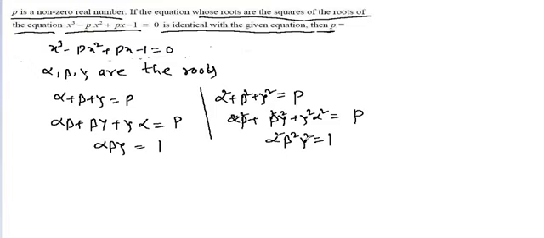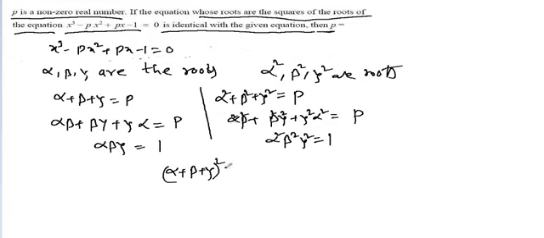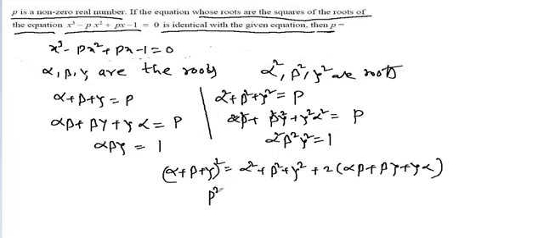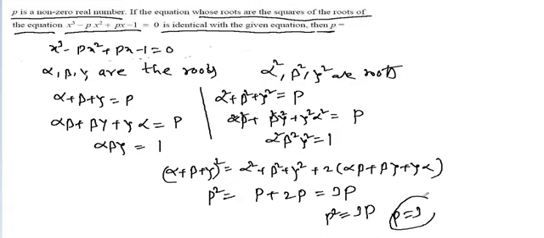That means alpha, beta, gamma are the roots, and alpha square, beta square, gamma square are also the roots of the given same equation. Now (alpha plus beta plus gamma) whole square is equal to alpha square plus beta square plus gamma square plus 2 into (alpha beta plus beta gamma plus gamma alpha). (Alpha plus beta plus gamma) whole square, that is p square, is equal to p plus 2p, that is equal to 3p. p square is equal to 3p. So p is equal to 3. The value of p is 3.